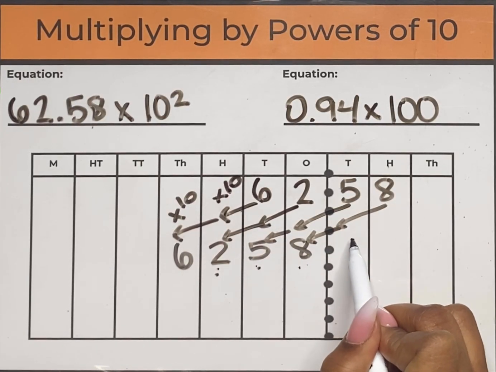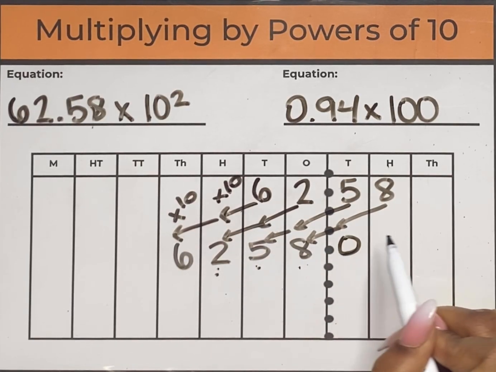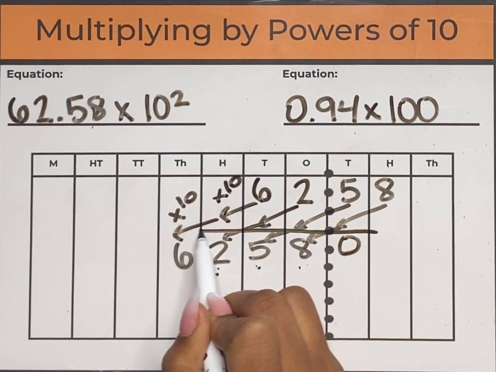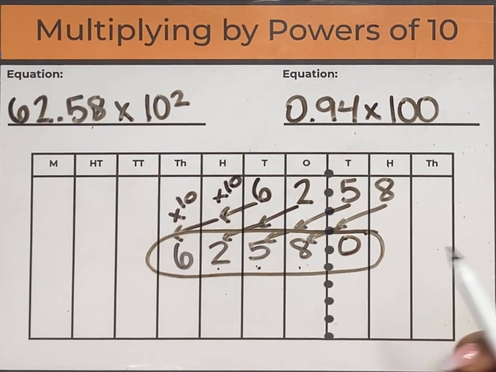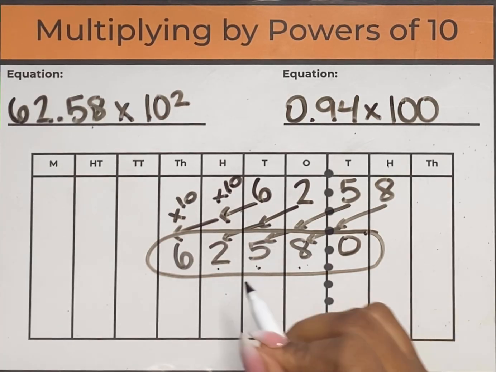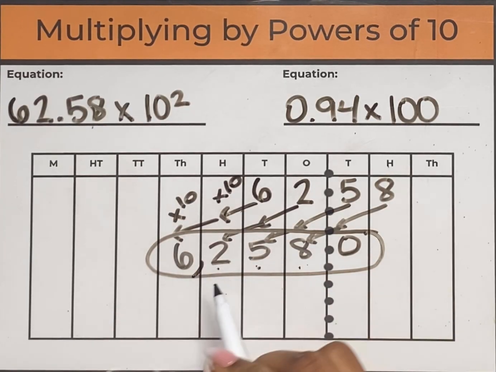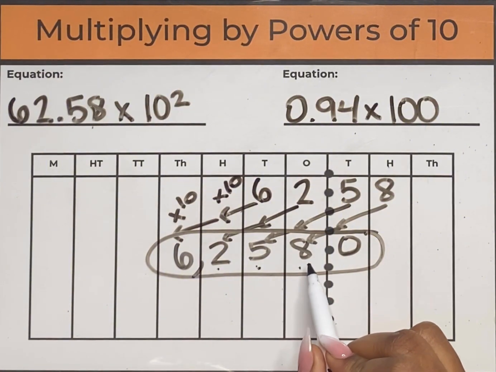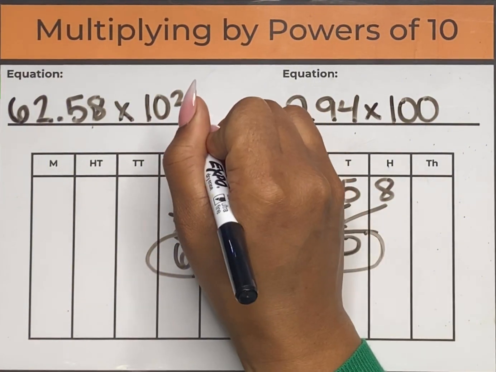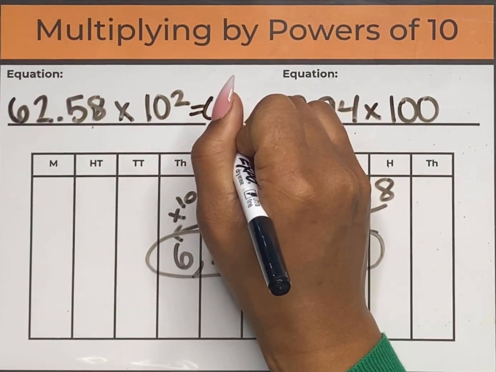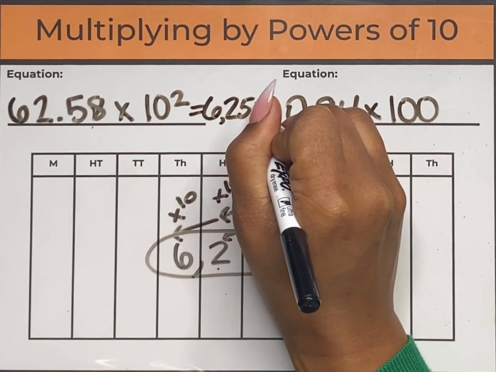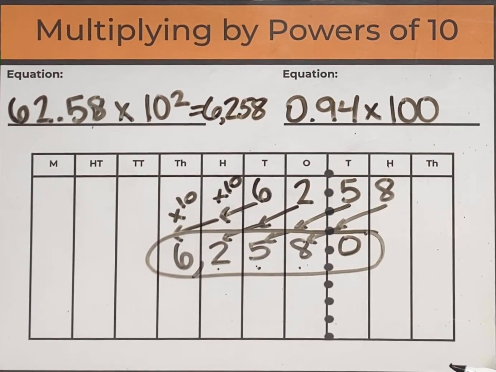Then you can place a placeholder in the tenths place, which is 0. This is your answer. 6,258. Nice work.